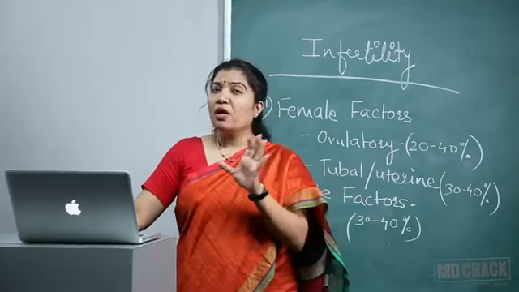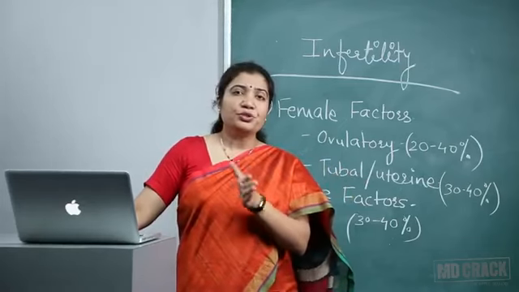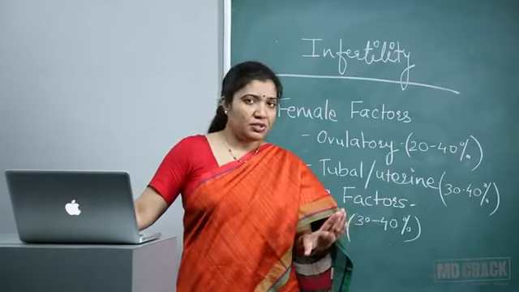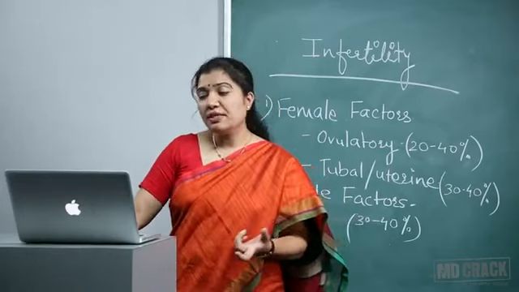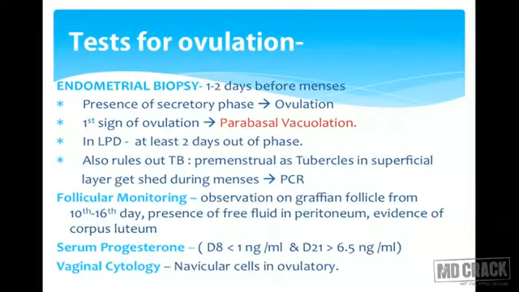Follicle growing around 20 mm to 22 mm suddenly disappears, and there is presence of fluid in the pouch of Douglas. These are the signs which tell us that ovulation has taken place. There can also be evidence of corpus luteum which can be detected. Serum progesterone levels, another test. Day 8, the levels are very low, less than 1 nanogram per ml.